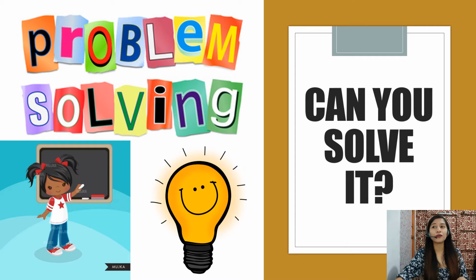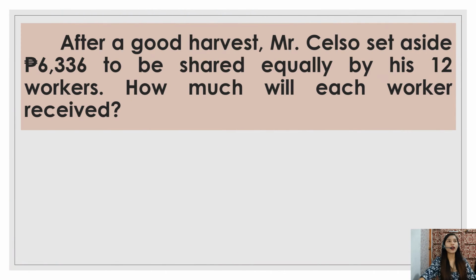Can you solve the following? Let us try. So, after a good harvest, Mr. Celso set aside 6,336 to be shared equally by his 12 workers. So how much will each worker receive? Okay, so let us answer this problem step by step.